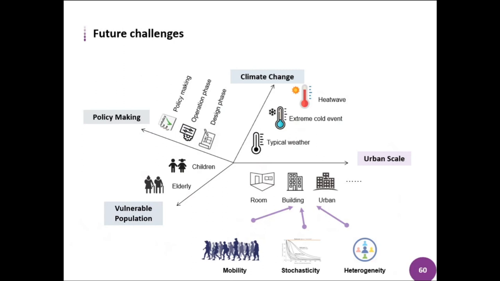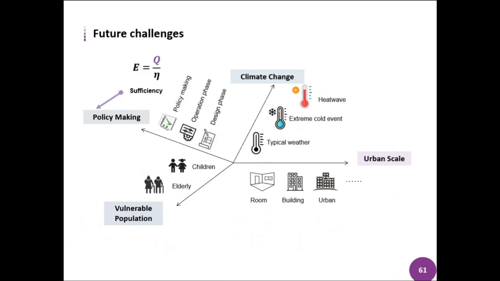The last is the policy part. Before, we mainly focused on energy efficiency. We tried to improve the COP of the chiller to make high-efficiency buildings. But finally, we just want to reduce energy usage to achieve net zero energy buildings and net zero emission buildings. By this equation, we can say the efficiency is just here, but we also need to consider the total demand.